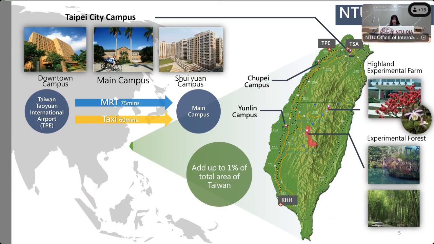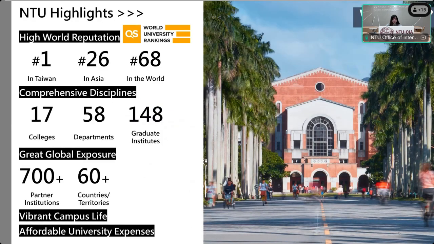Okay. For the next part, I would like to highlight the key aspects of NTU. First of all, we have a really high reputation. This year we ranked 26 in Asia and 68 around the globe. And we also have a really comprehensive range of disciplines with 7 colleges in total. Under them, we have 58 departments and 148 graduate institutes. So there are a lot of programs for you to choose from. No matter what your interest might be, you'll be able to find a pioneering environment for your study.